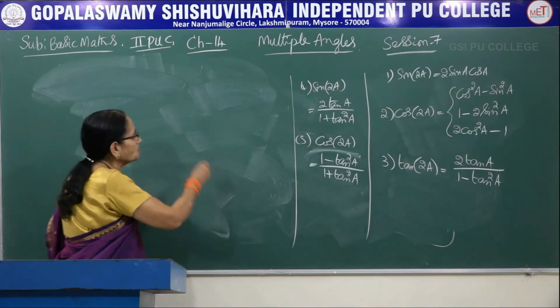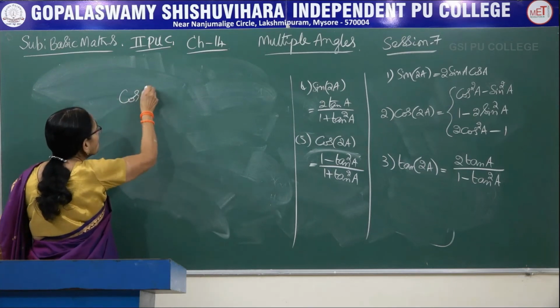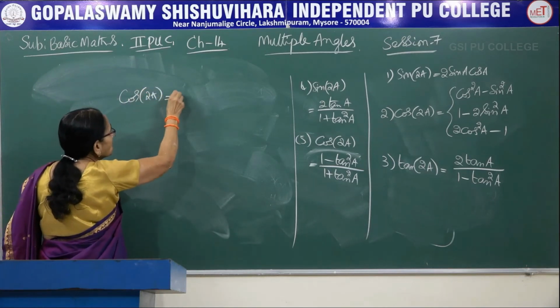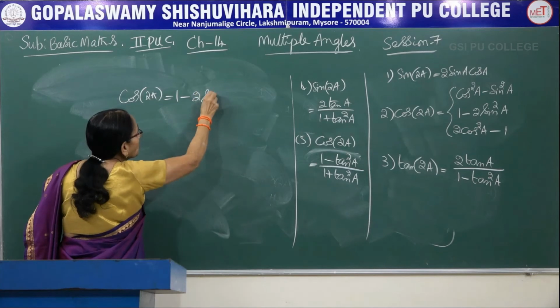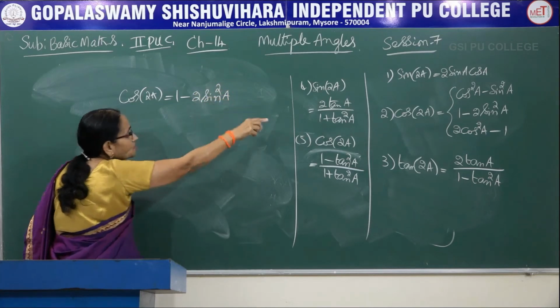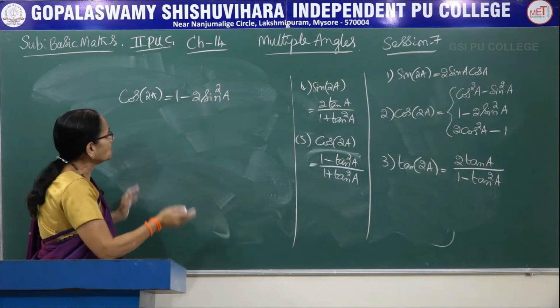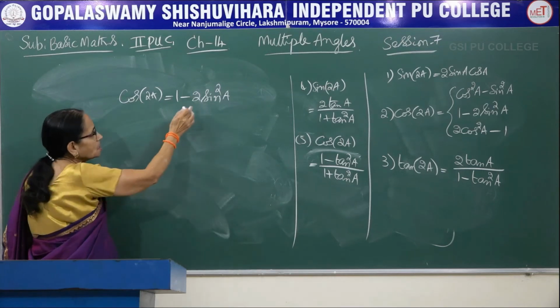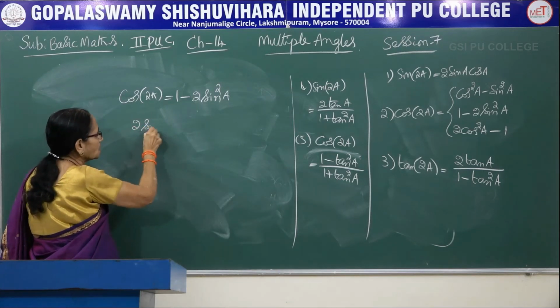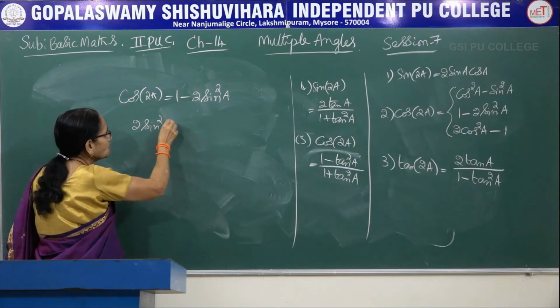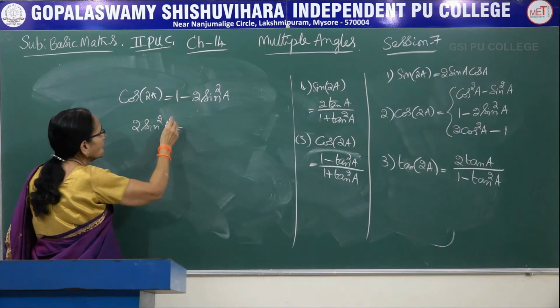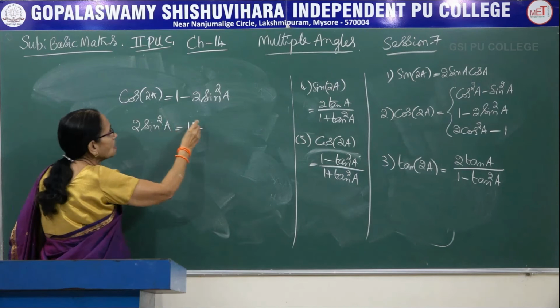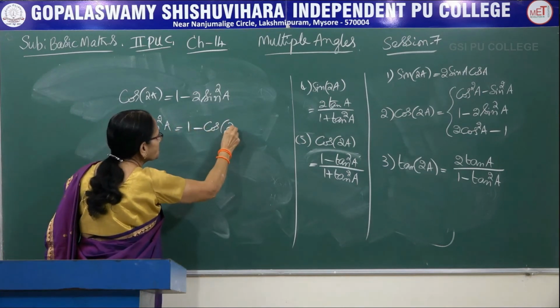Come to the second formula. Cos of 2a can be written as 1 minus sin square a. That's the second formula. Now let me interchange the terms here. Take this term to the left hand side. The minus sign becomes a positive term here, and here 1 minus cos of 2a.